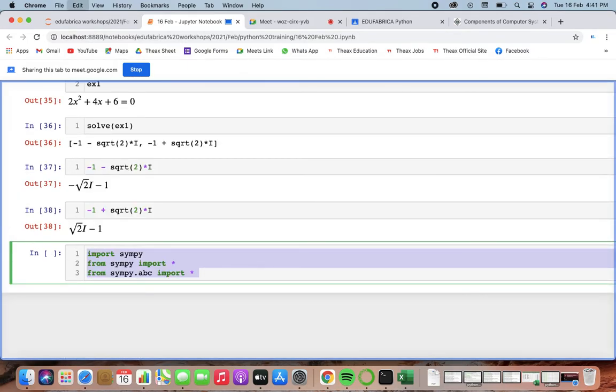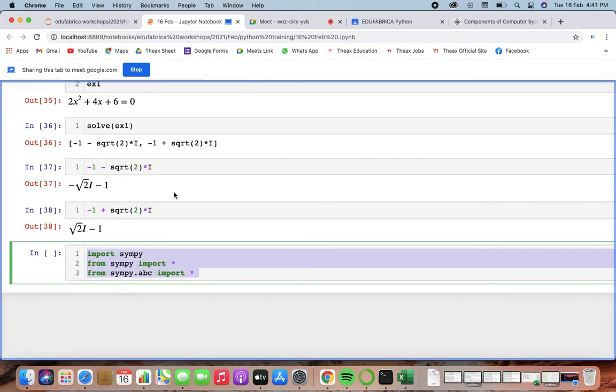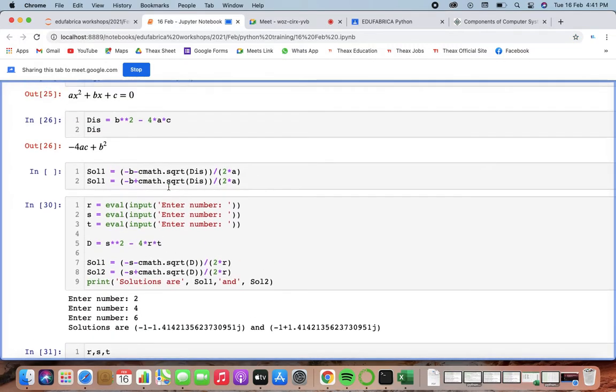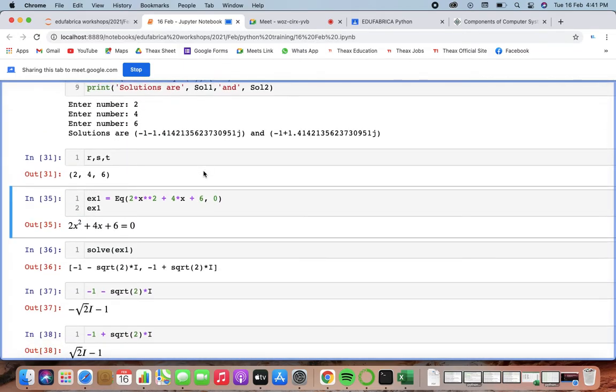Let me copy and paste it in your chat box so that you can take it from here and paste it in your machines, okay? That is what you have to do, and then you can get the solutions very clearly, right? Okay with everyone, any doubts?